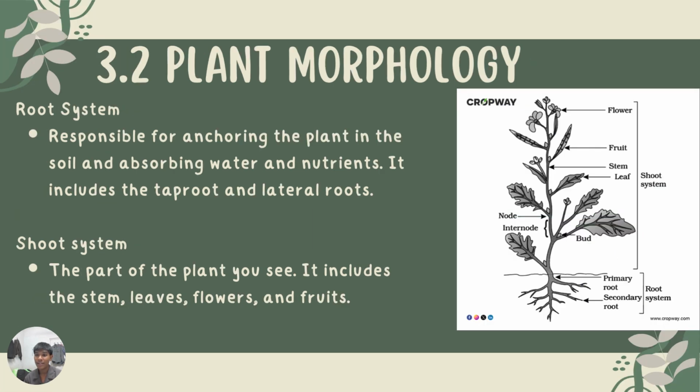A plant is generally divided into two systems. The root system nurtures the plant and absorbs water from the soil, and the shoot system is everything you see above ground: the stem, leaf, and reproductive organs like flowers and fruit.